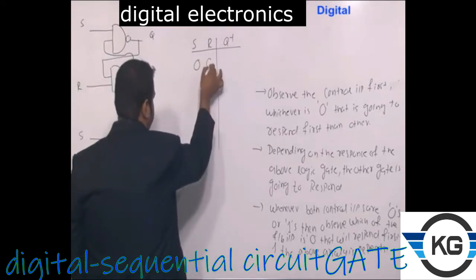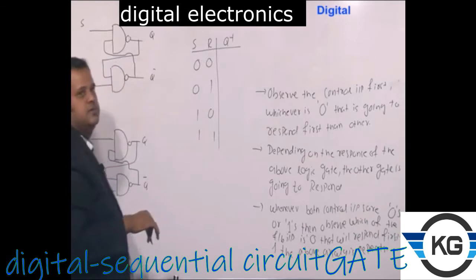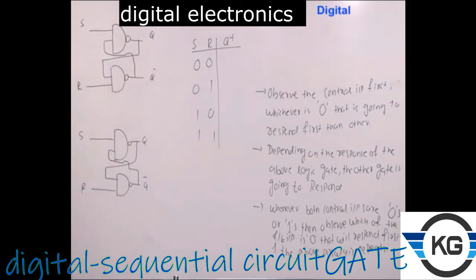So these external inputs can have 4 possible values, ranging from 0,0 to 1,1. Now we are going to analyze this circuit. What is Q plus, and how do we proceed with this one?